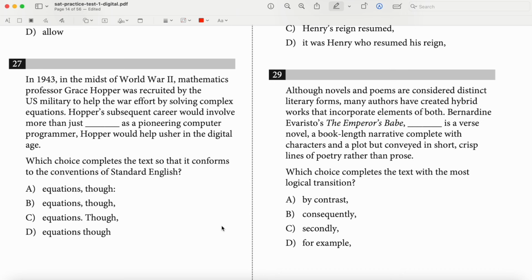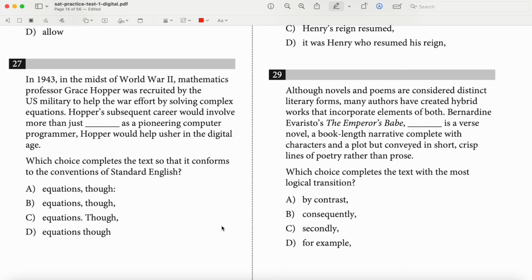Be aware of that, too. If you're reading it and you really want to take a pause there, there's probably a reason why. If it just sounds like trash, you've got to have some sort of punctuation. So I guess A would be the best option. We know it can't be B, that violates the comma rule.